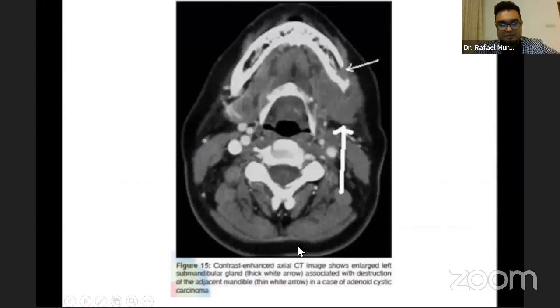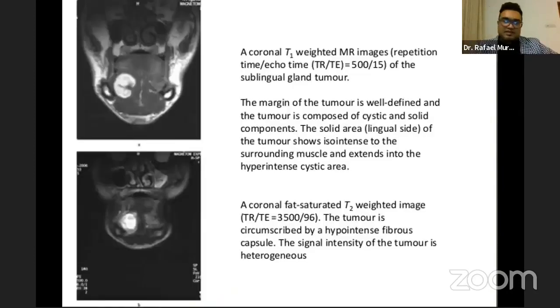So next slide, please. Here the contrast CT scan shows an enlarged left submandibular gland. It is described with a thick arrow associated with the destruction of the adjacent mandible, the white arrow. This is a case of adenoid cystic carcinoma. This is the second most common malignancy. It is an asymptomatic enlarging mass, and facial weakness is very common. So next slide, please.